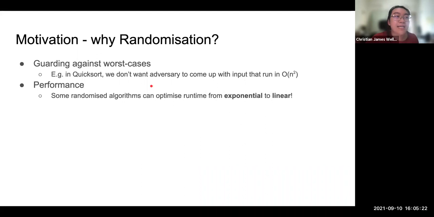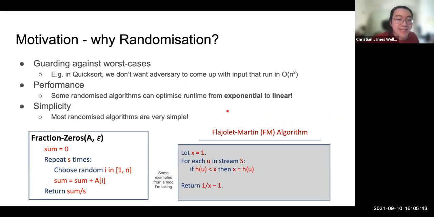Secondly, performance, right? I think you haven't really seen an example where performance is optimized by randomization, but I've seen randomized algorithms where you can optimize from something exponential time to linear. You can imagine 2 power n times m, there are two variables, and it becomes O(n). I thought that was really cool. Next thing, simplicity. Most randomized algorithms are actually very simple. In the words of my previous TA, it's borderline dumb. It just flips a coin, then I'll make a decision based on that coin flip, or I anyhow choose, something like that. So I took these two examples from a module I'm taking right now.